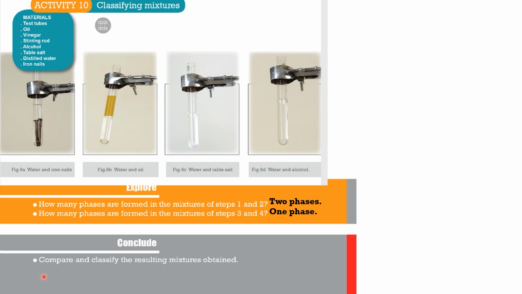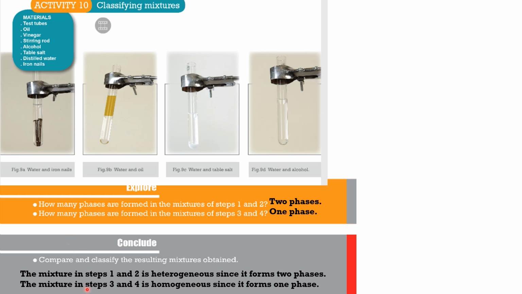Conclude. Compare and classify the resulting mixture obtained. The mixture in step 1 and 2 is heterogeneous since it is formed of two phases, while the mixture in step 3 and 4 is homogeneous since it is formed of one phase. So a heterogeneous mixture is made up of two or more phases, while the homogeneous mixture is made up of only one phase.